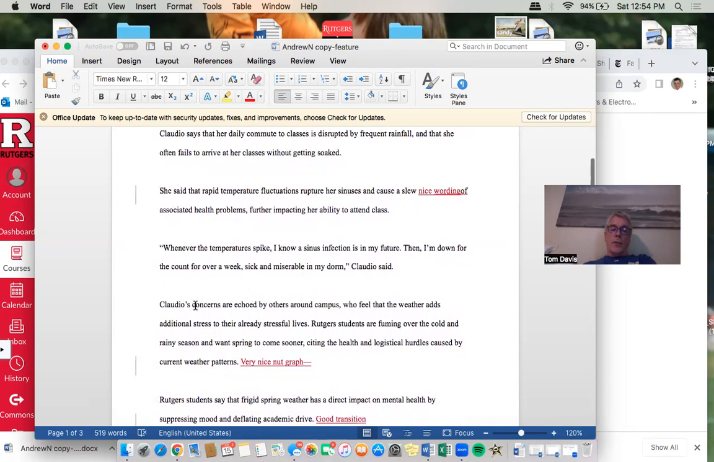Now here's your nut graph. Claudio's concerns are echoed by others around campus who feel that the weather adds additional stress to their already stressful lives. Rutgers students are fuming over the cold and rainy season. Again, this is winter to spring, and they want spring to come sooner, citing the health and logistical hurdles caused by the current weather patterns. So basically, you have how this story sums up in this nut graph right here. Rutgers students are fuming, and why are they fuming? Because of these reasons. And you sum up everything in this nut graph right here.